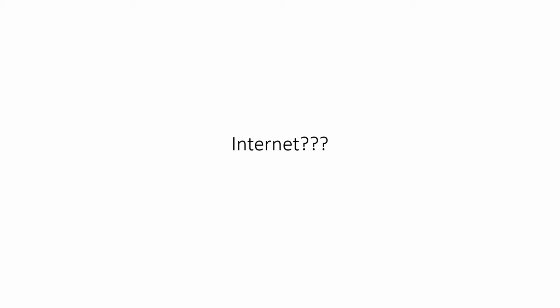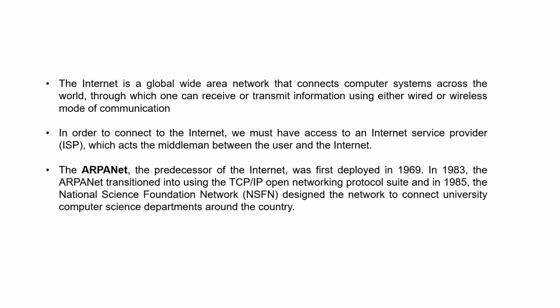What is an internet? Internet is a global wide area network that connects computers across the world through which one can receive or transmit information using either wired or wireless mode of communication. In order to use or connect to the internet, we must have access to an internet service provider, which acts as a middleman between the user and the internet.